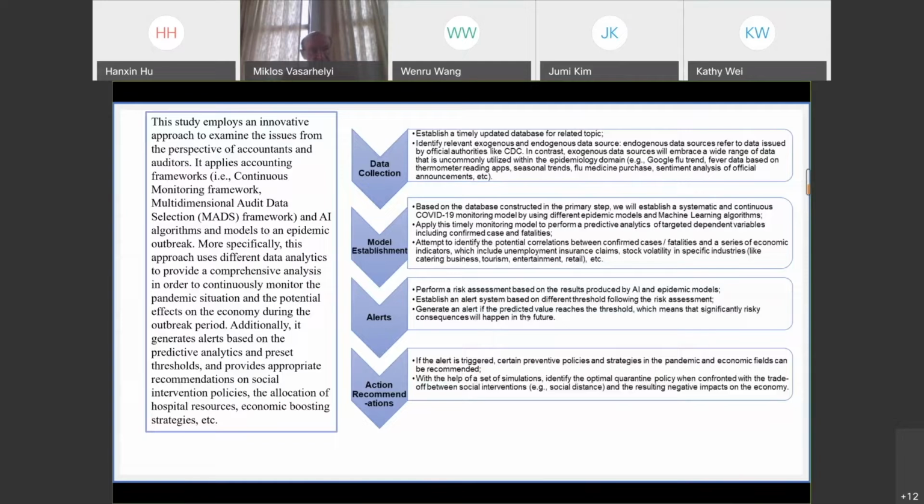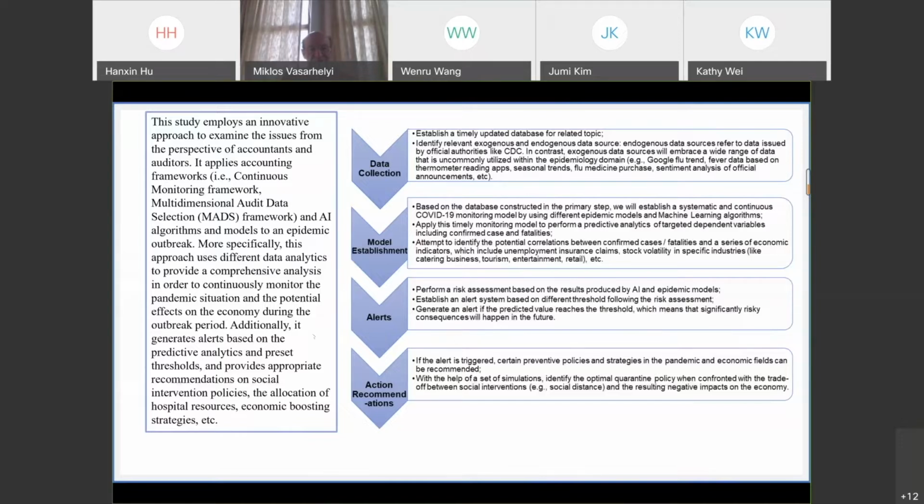As you can see, this is actually the insights of the continuous monitoring system, and perhaps this is the most unique point of our proposal. We try to understand and try to predict the transmission of coronavirus from the perspective of accountants and the auditors.